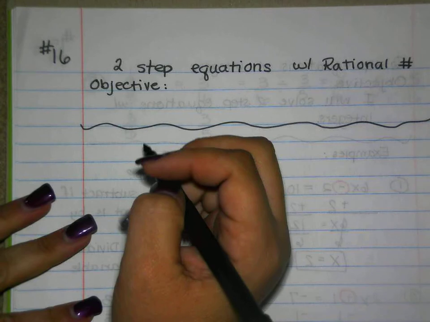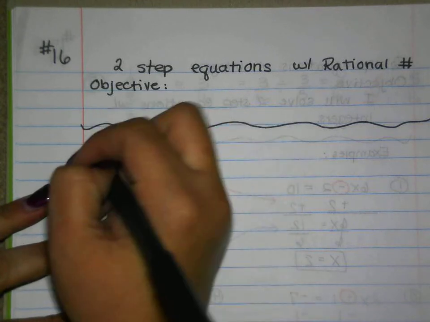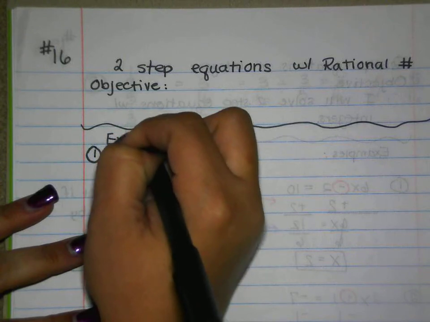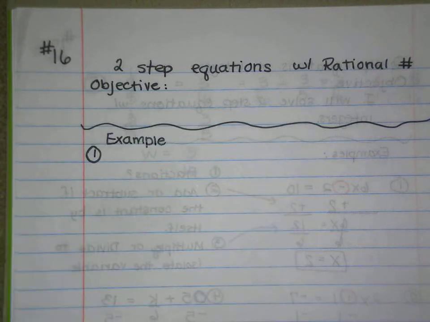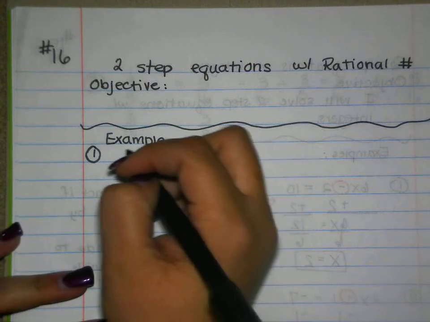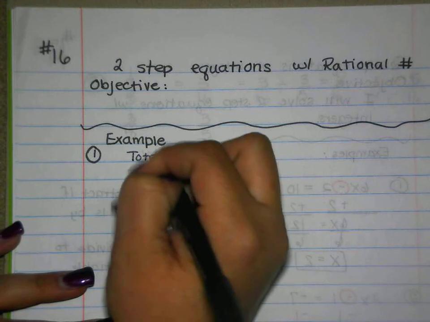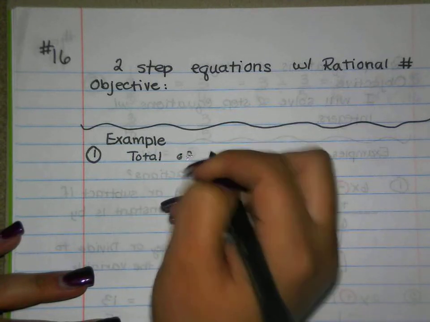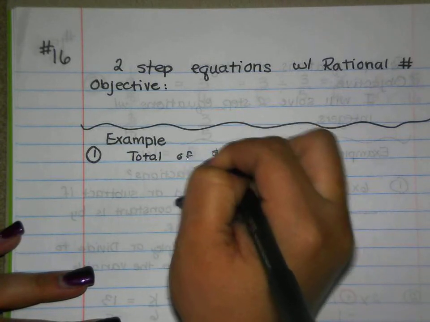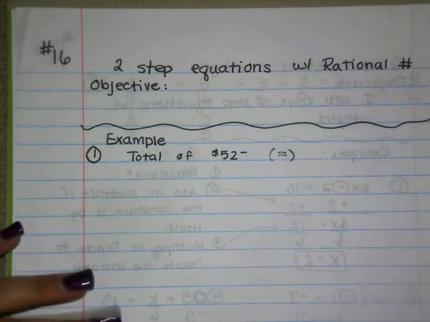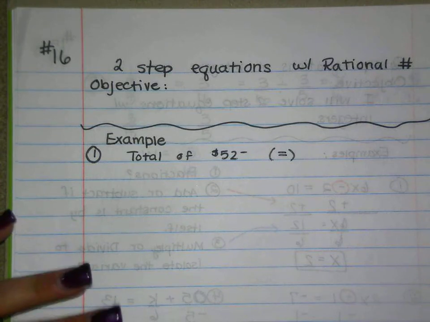So let's look at a type of word problem first, because we're going to do these all by example. We're going to use the same steps we used for two-step equations of real numbers to do rational numbers. Okay, so if we are going to go to the movies and we spent a total of $52, total should tell you that that's going to be some kind of equal sign, right? So I'm going to put an equal sign to remind myself that a total is going to be on one side of the equal sign.